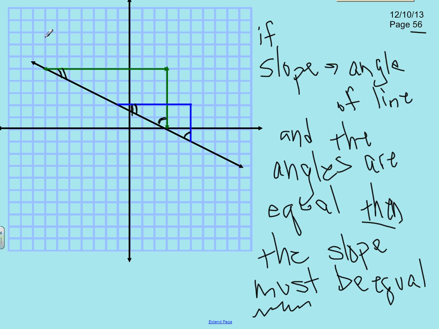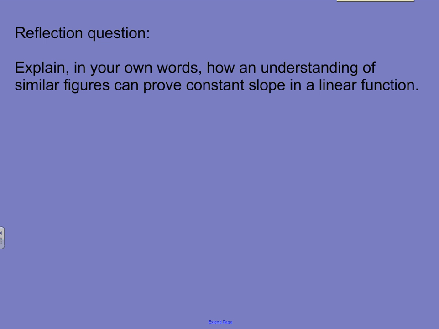All right, guys, so that's it. Now, for your reflection, I want you to try and explain in your own words, in sentences, how an understanding of similar figures can prove constant slope in a linear function. So you're pretty much going to put what I just showed you into your own words and type that into Edmodo.